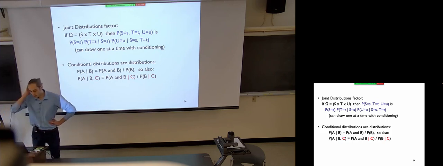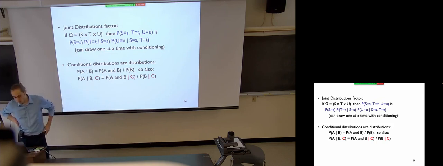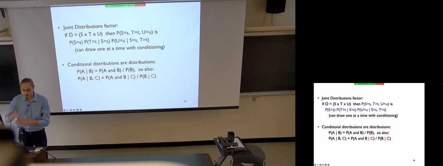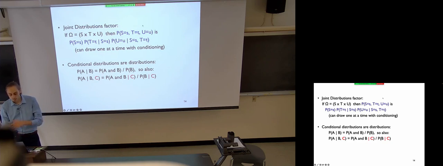So this is another important concept. Joint distributions can factorize. If we have, for example, a joint distribution made of 3 variables, S, T, and U, then we can say the following. We first sample P of S, then we sample P of T given S, and then we sample P of U given S and T. Or we can flip them around and say we first sample T, and then S and U. We can do any order we want. Essentially, any joint distribution can factorize as such.